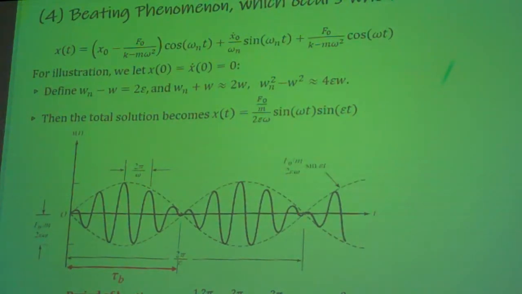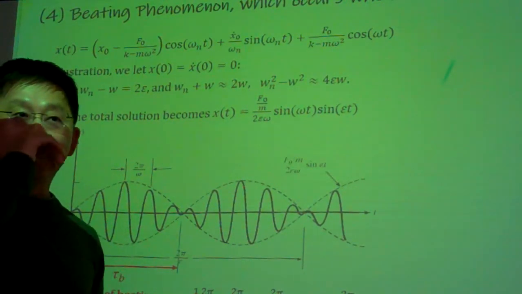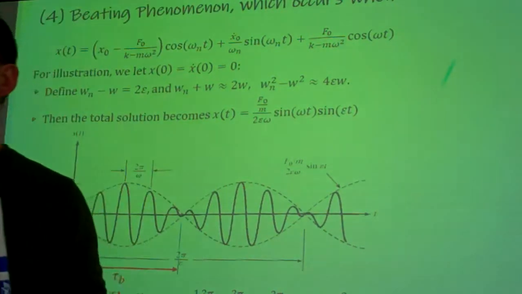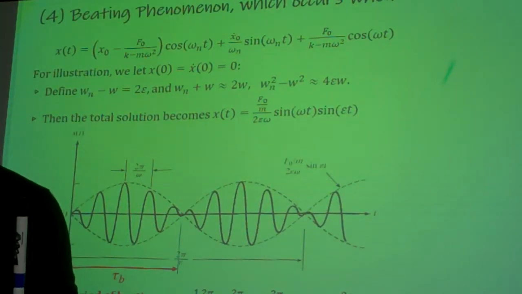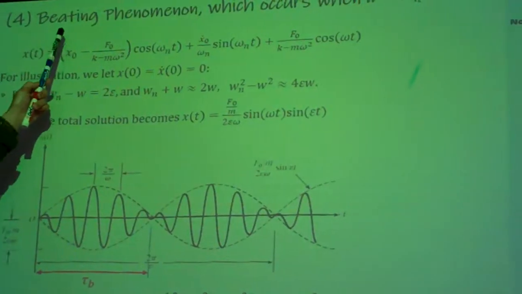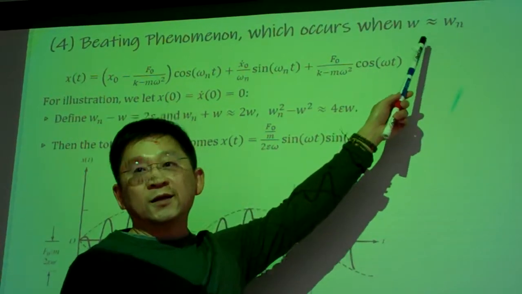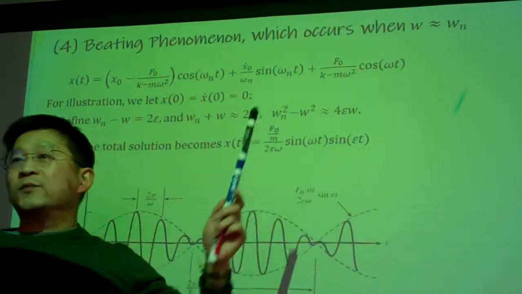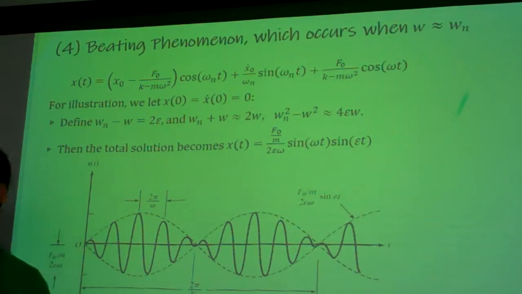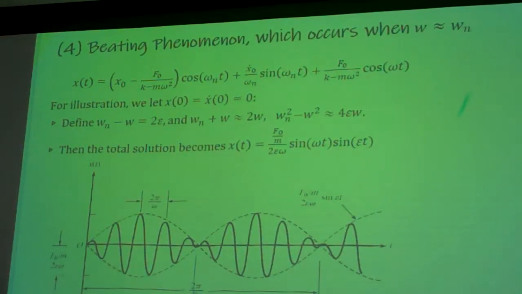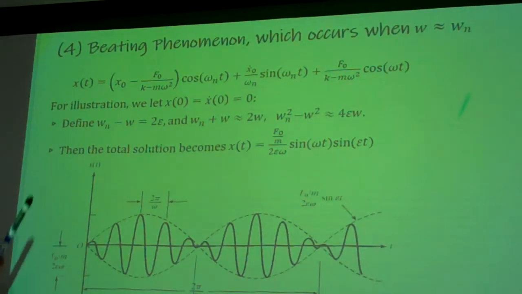Now the last case: if we choose the working frequency, we try to avoid the resonance, but we want to approach it. So in this case, the working frequency is very close to omega n. It can be a little bit larger or a little bit smaller, depending on the situation. Before we go to the detail, I can tell you about the response of the system.